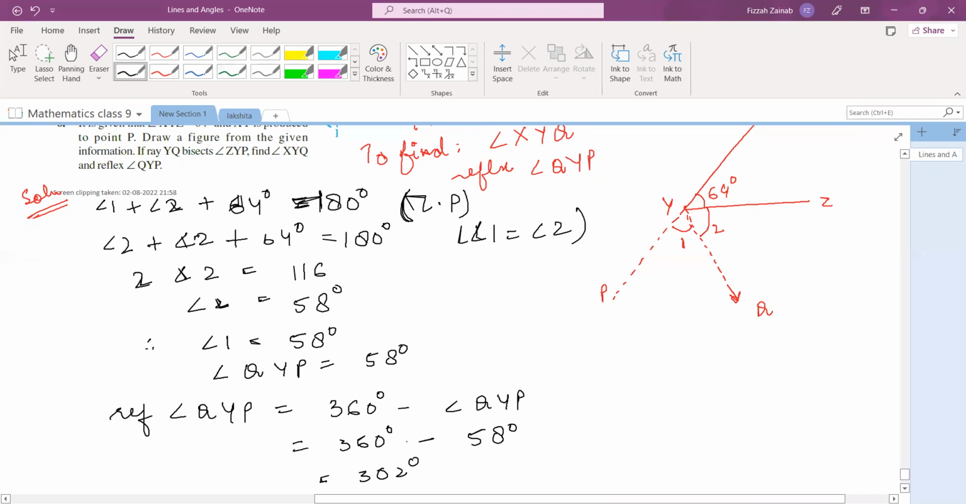Okay. So we were supposed to find angle XYQ. Now angle XYQ is how much? See in the figure. XYQ means 64 degree plus angle 2, right? So 64 degree plus angle 2 you have found, that is 58. So that becomes 8 and 4 is 12 and then 6 and 6 is 12. So 122 degree.